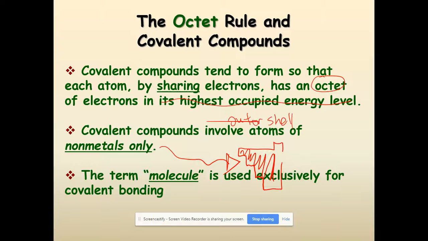Basically, all that means is instead of the word covalent, if you see molecular, they're the same thing, synonymous, same word. And that's basically what that last thing is trying to tell you.